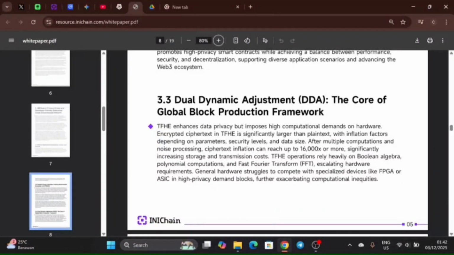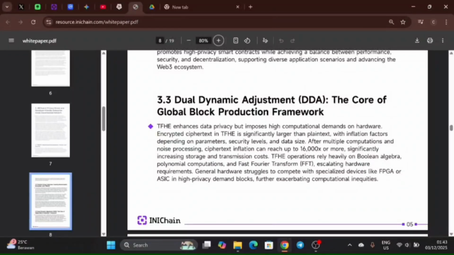So, the next thing is Dual Dynamic Adjustment (DDA), the core of the global block production framework. Dual Dynamic Adjustment, DDA. So what does it mean? I assume the adjustment is between transparency and privacy. They adjust both of them.